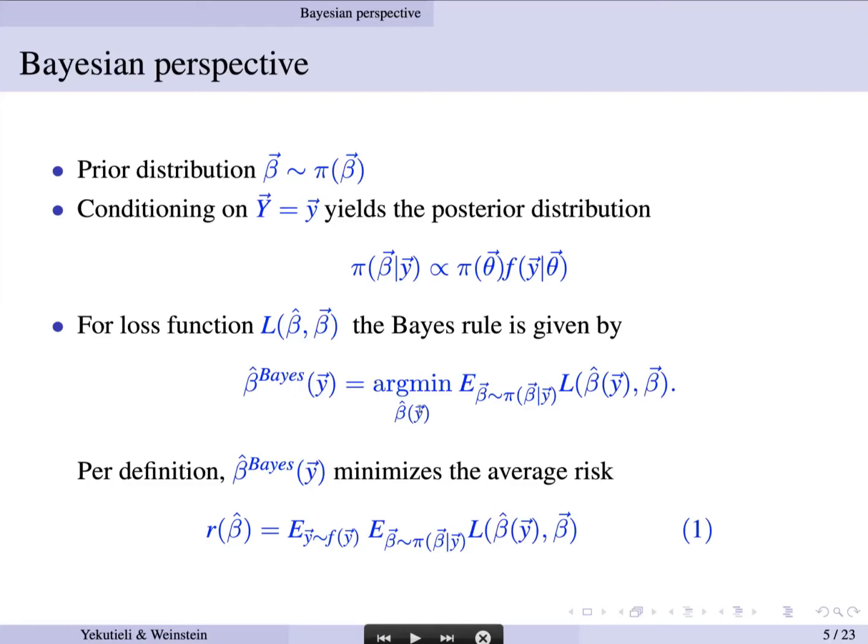It will be the argmin, it will be the estimator of beta that minimizes the posterior expected loss. Okay, this is the textbook regular Bayesian stuff. And per definition, this Bayes rule minimizes the average risk. Okay, nothing new until now. Okay, I can proceed.